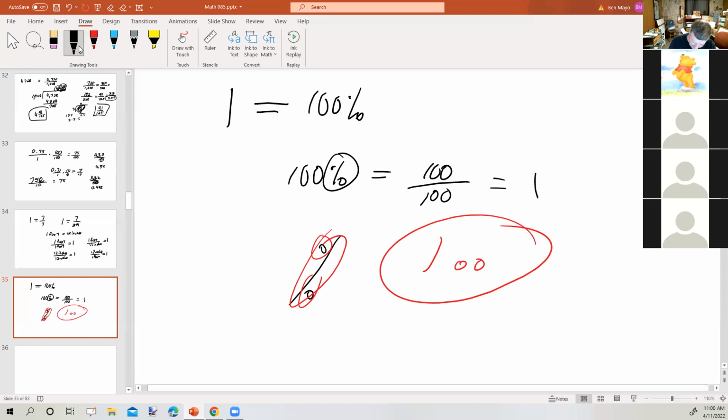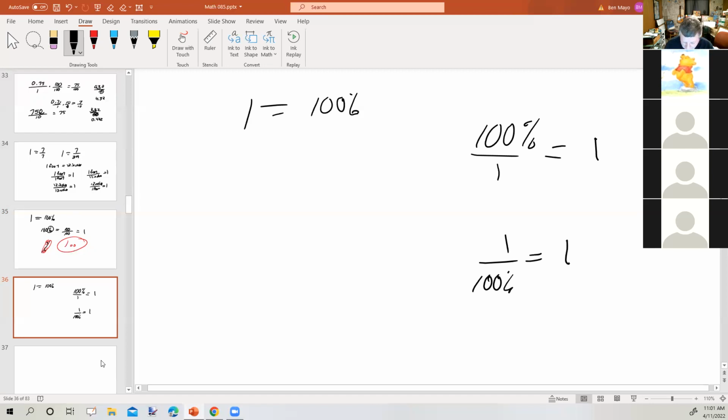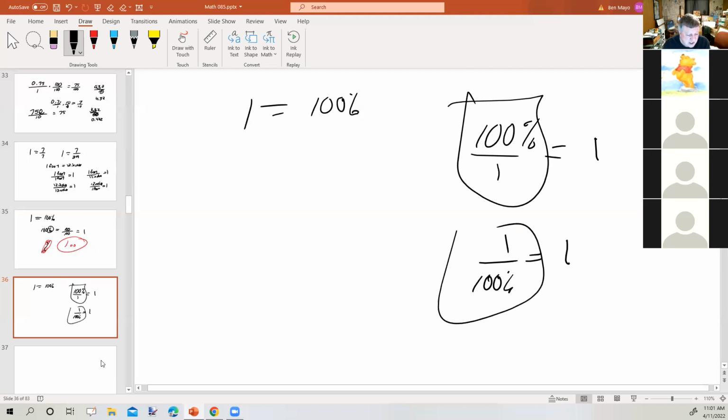Now, if 1 is equal to 100%, what would 100% over 1 equal? 1. What would 1 over 100% equal as a number? 1. These are called unit conversion factors. We'll talk a lot more about that when we get into converting different units like inches to feet and seconds to minutes. But for right now, we're going to use these two unit conversion factors.